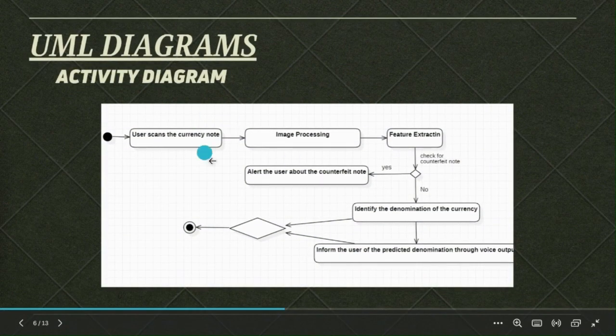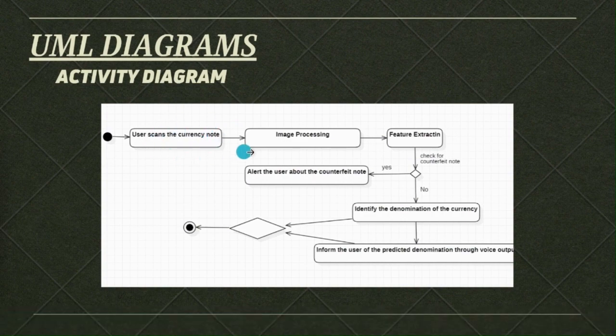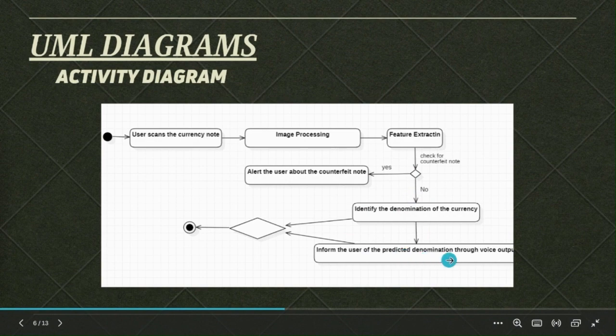Coming to activity diagram, it shows the clear process of what happens. So first, the user scans the note, then image processing, feature extraction, check for counterfeit note, that is a fake note. If it is a counterfeit note, then alert the user about the fake currency. If it is no, then identify the denomination and then inform the user of predicted denomination through voice output.